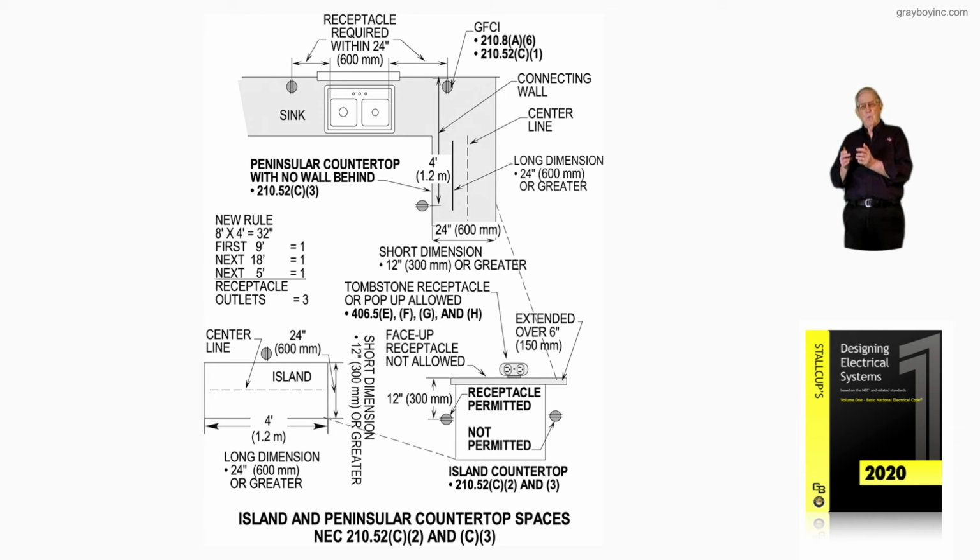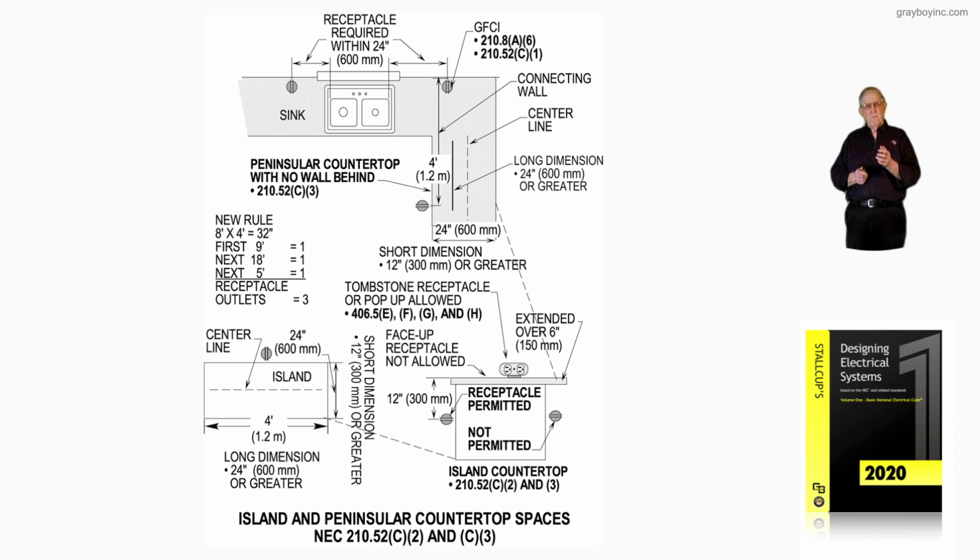Now to the right, notice you can't have a tombstone anymore like you used to have. It has to be a listed assembly that pops up and then resets down. You still could put a plug down within 12 inches of the top of the counter if the countertop extended at least 6 inches out. Now, these are the new rules that deal with island and peninsula countertops.